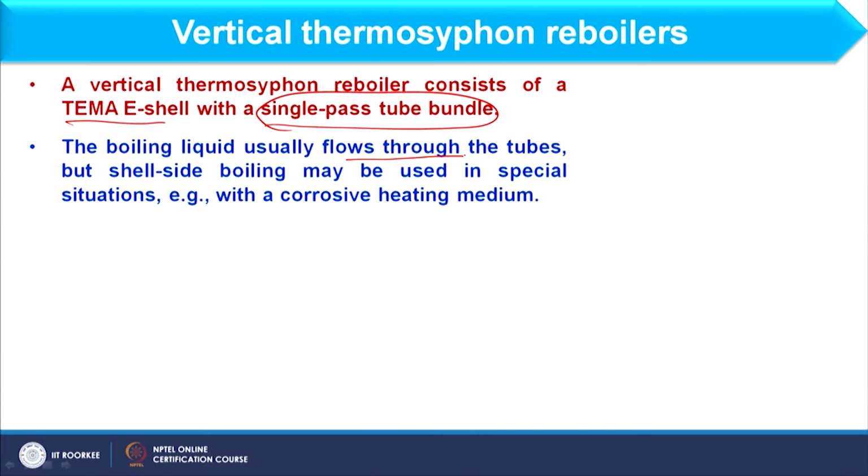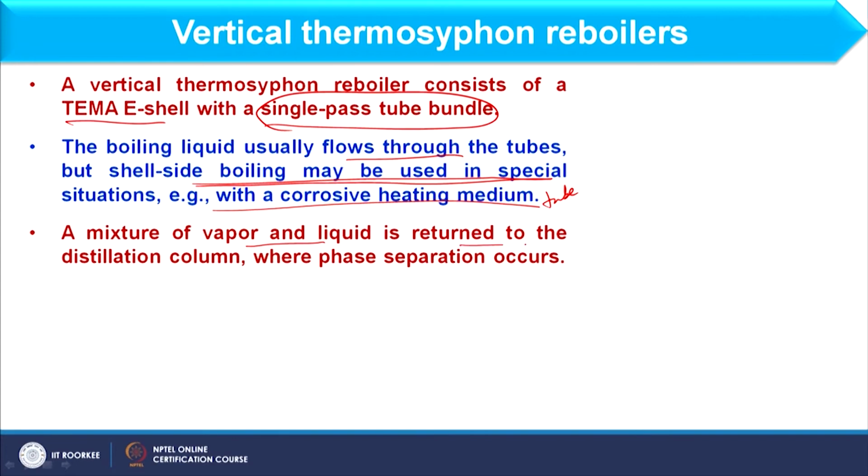Further, boiling liquid usually flows through the tubes, but shell side boiling may be used in special conditions where I have a corrosive heating media. So, heating media should be allocated to the tube side. A mixture of vapor and liquid is returned to the distillation column where phase separation occurs. So, in this reboiler, phase separation between vapor and liquid happens in the distillation column itself, not in the reboiler.